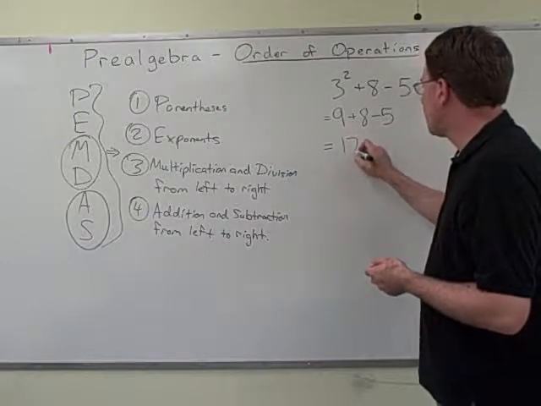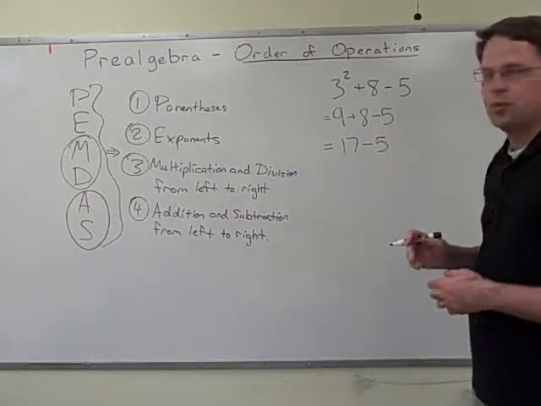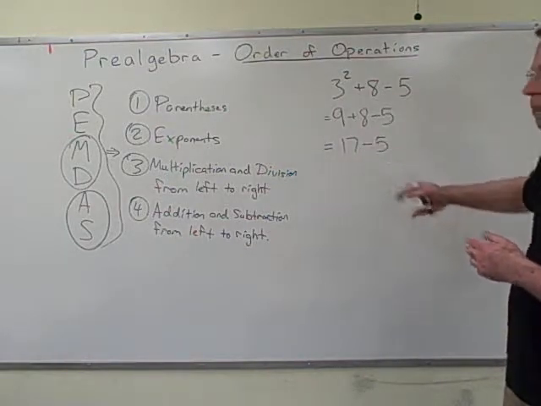So we rewrite the 9 plus 8 is 17 and then bring down the minus 5, because we copy whatever we didn't do anything to on the last step. We just bring it down.